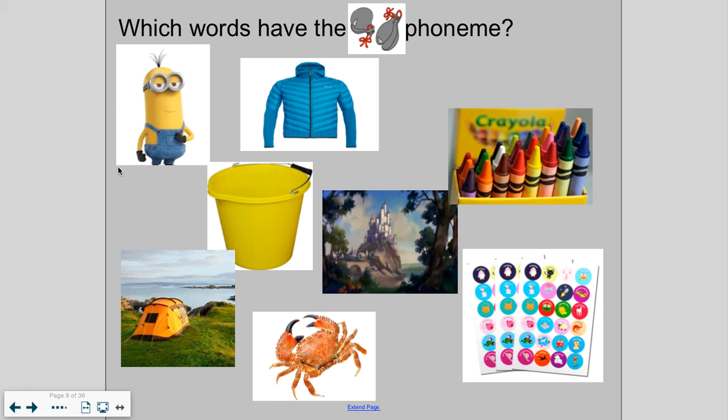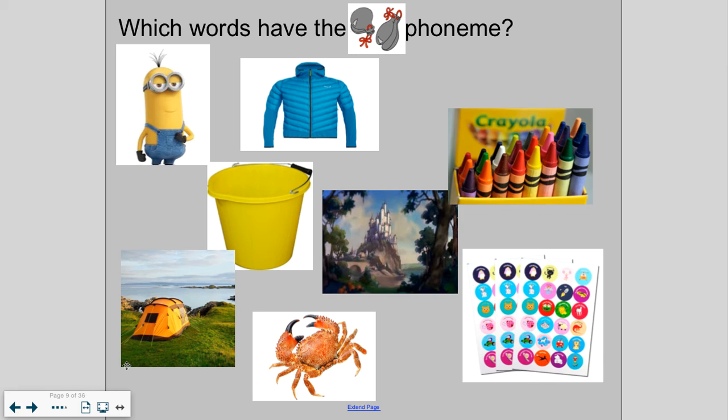Fab. Here we have Kevin. This is a jacket. Here are crayons. I've got a bucket. This is a kingdom. Here are stickers. We have a crab shell. And finally, camping.